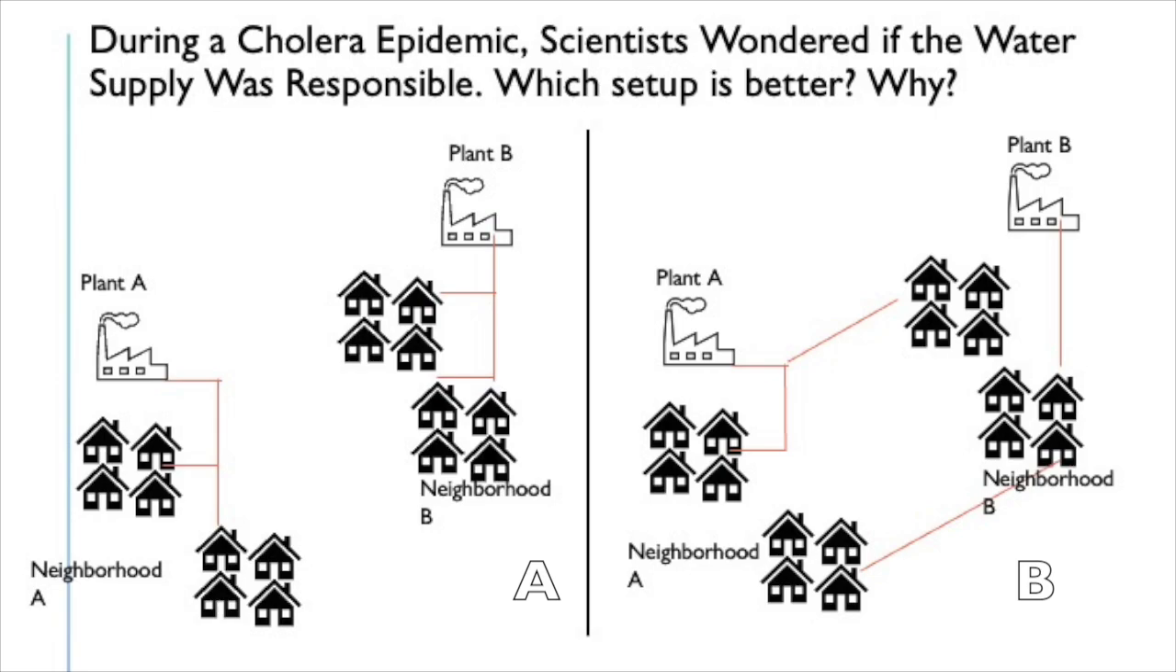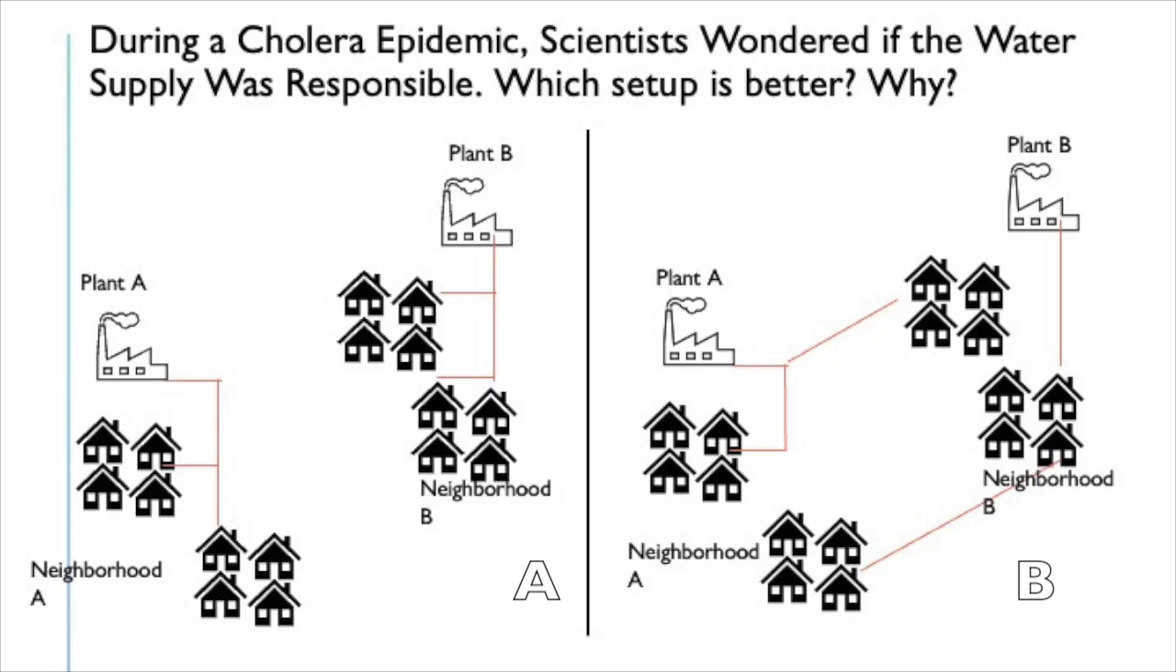Now, in this condition, we can compare the cholera outbreaks or deaths from neighborhood A to the deaths in neighborhood B, and that would show whether plant A was killing more people than plant B. Or if they were the same, we might suggest that the plant isn't responsible, because if they have the same numbers, it's probably not going to be the plant's fault.